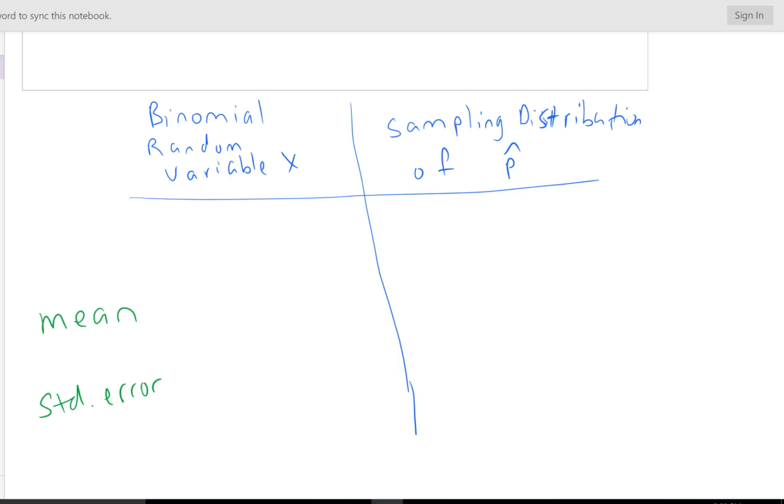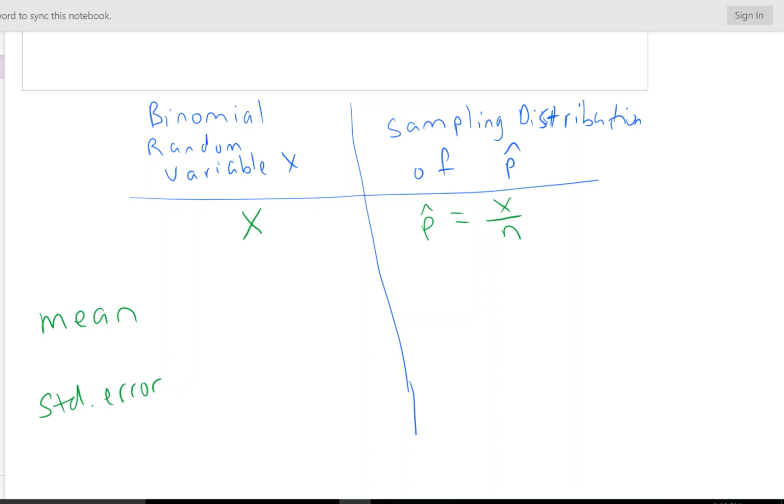So let's make a table now, and let's look at the mean and the standard deviation for both the binomial random variable and the sampling distribution of the sample proportion. And hopefully you can see the relationship between the two. Okay, so I've started a table here. And again, when we talk about the binomial random variable x, we are focusing on the count of successes, which we call x. And with the sampling distribution of the sample proportion, we're focusing on p hat. Now notice that p hat is just the count of successes divided by n, so x over n.